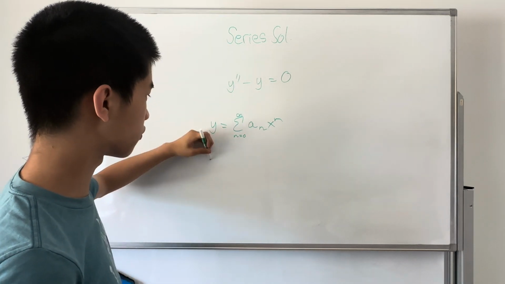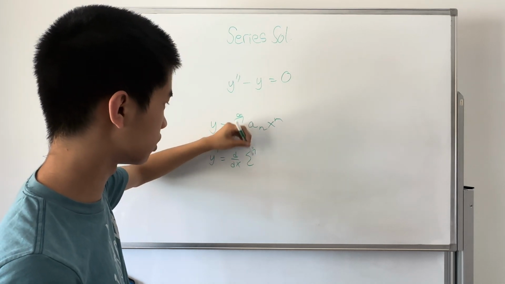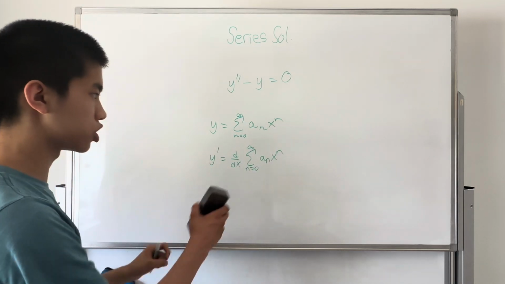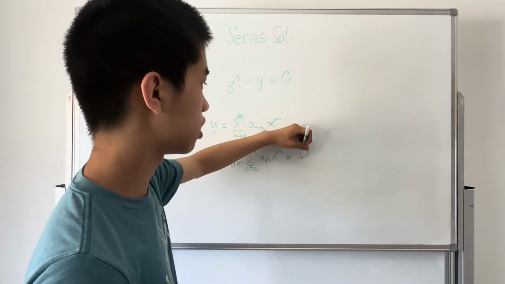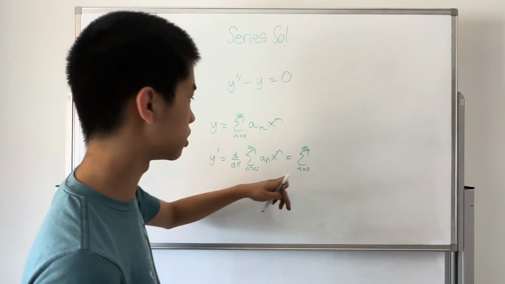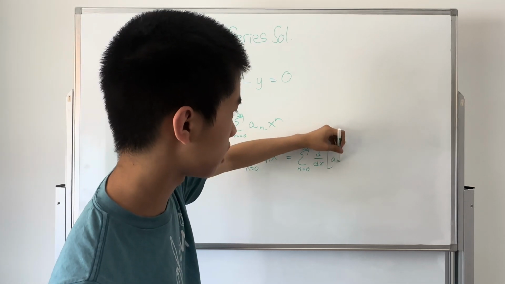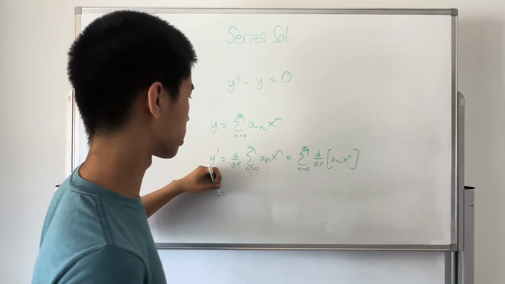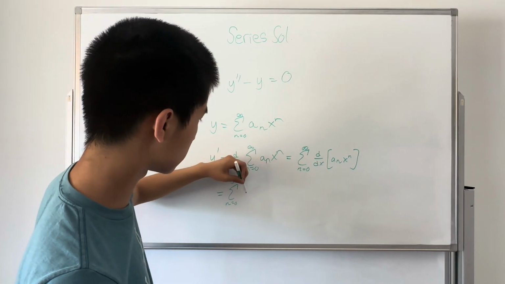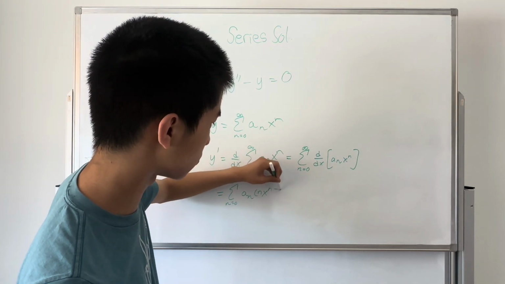Well, we could first differentiate y. That would be d dx of the whole series. If you differentiate the whole series, that's the same thing as taking the sum of every single individual term differentiated. So you can just bring the d dx inside the series and it still works out. So you have the sum of a of n times n x to the n minus 1.